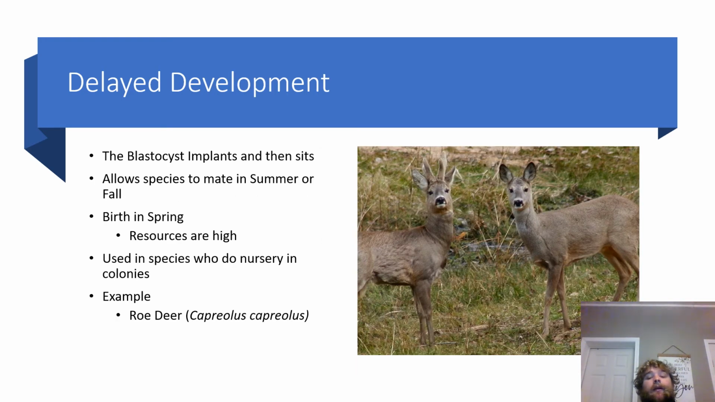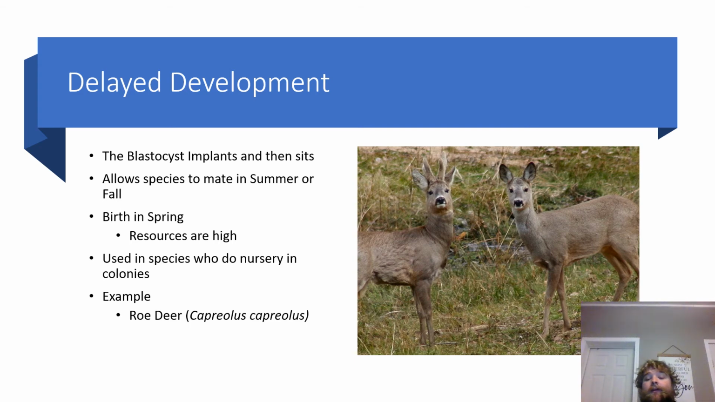And then we'll take a look at delayed development. So again, this is one step further than the delayed implantation, because here the blastocyst does implant into the uterine wall, and then it just kind of sits there. That's where it pauses, and this allows species to mate in summer and fall, and then again get that ideal birth time during the spring or whenever resources are at their highest peak.